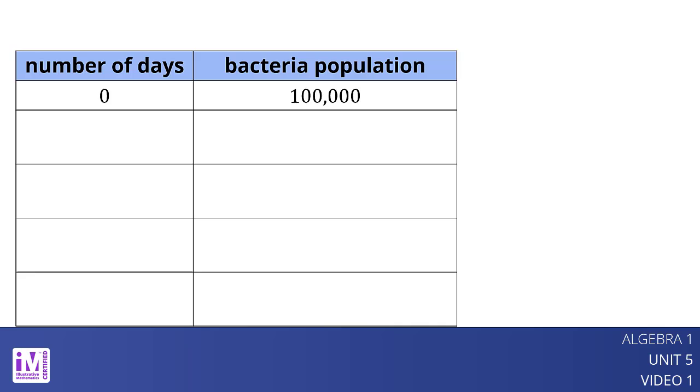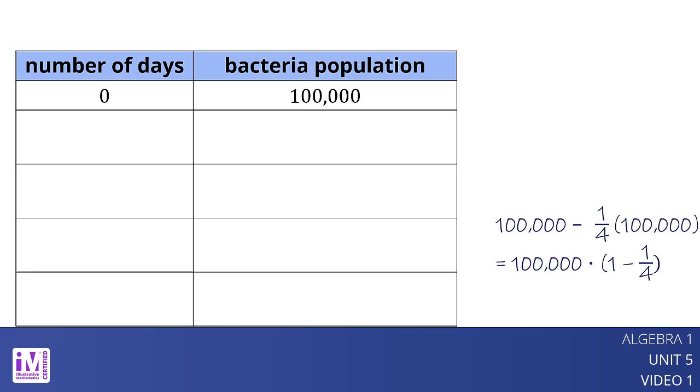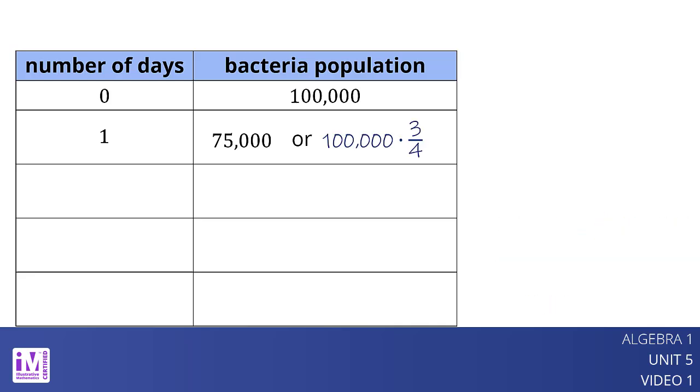The population one day later is 100,000 minus 1/4 times 100,000, which can be written as 100,000 times 3/4. The population after one day is 3/4 of 100,000, or 75,000. The population after 2 days is 3/4 times 75,000. Here are some further values for the bacteria population.